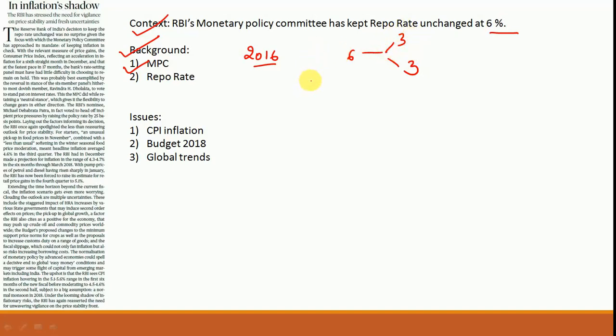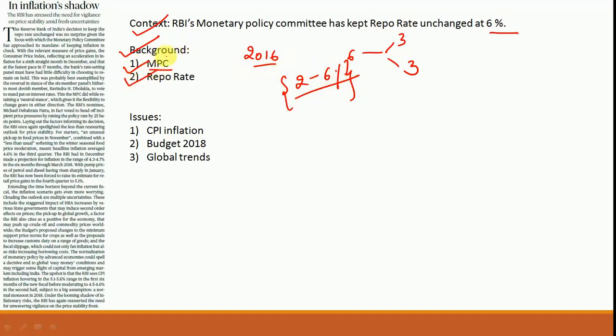Another thing that you need to know is that the MPC is mandated to keep the inflation rate within a range of 2% to 6%. If for 3 consecutive months this limit is breached, then in that case the MPC becomes answerable to the government of India. So that is something that you needed to know about the Monetary Policy Committee.